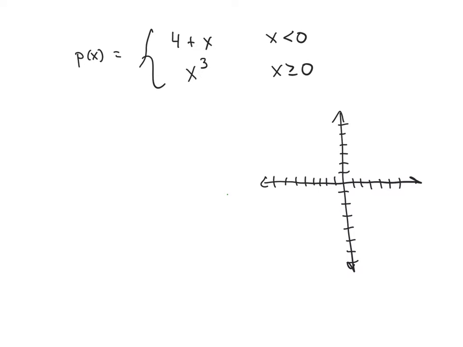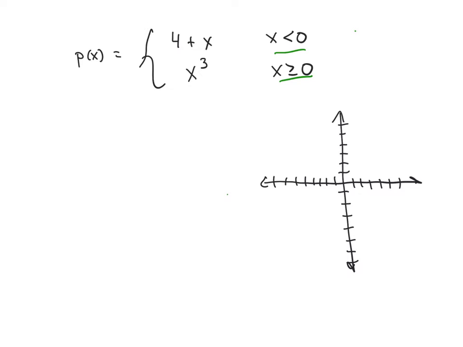Okay, we're going to look at an example that's very similar to the problem that's on your assignment. So we have p of x equals 4 plus x when x is smaller than 0, and x cubed when x is greater than or equal to 0. So really these bounds separate where the graph is going to appear.